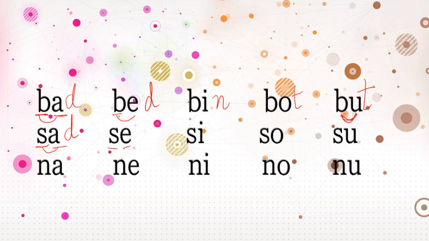S, e, t, set. S, i, n, sin, or s, i, t, sit. Likewise, you can give them different examples using different sounds. Hope you like it and hope it's useful.